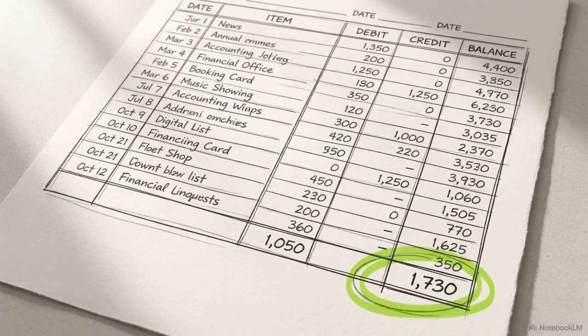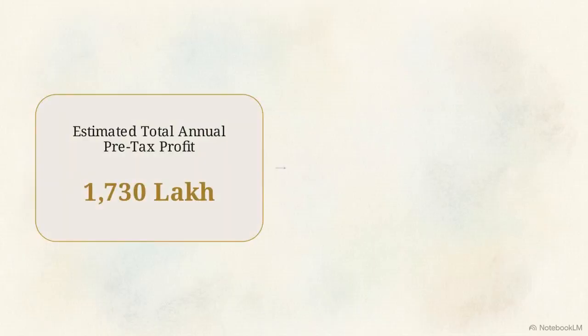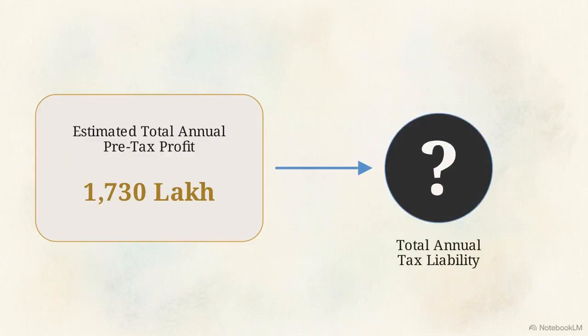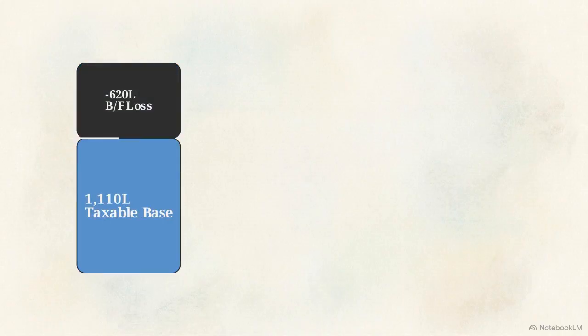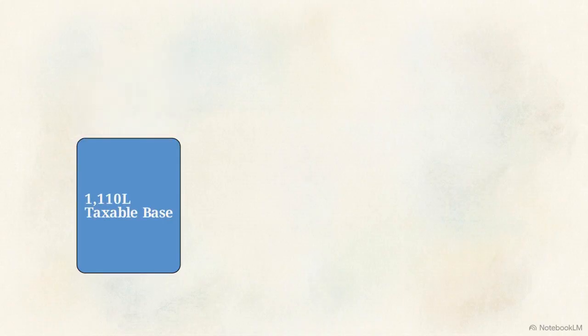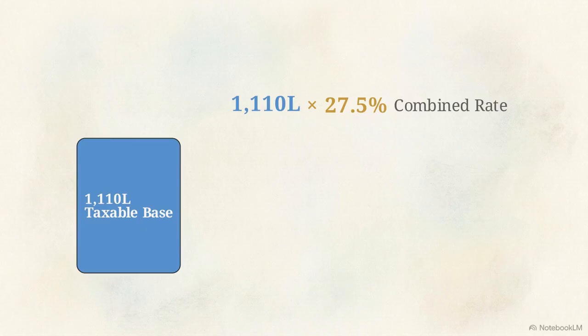Finding the true annual profit requires unpacking aggregated data. Getting this number right early prevents compounding errors in the subsequent tax steps. We use that estimated total profit to compute the actual annual tax liability. This block represents our 1,730 lakh profit. Deducting the 620 lakh brought forward loss leaves a 1,110 taxable base. Multiplying this by our 27.5% combined rate gives a 305.25 lakh annual tax.